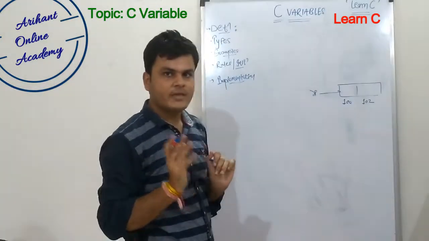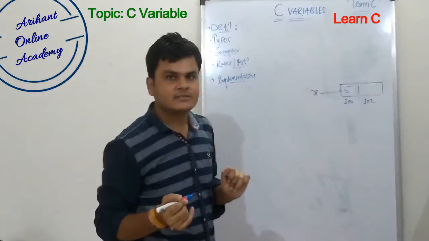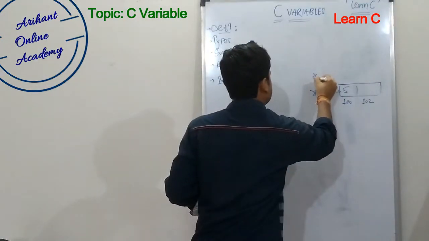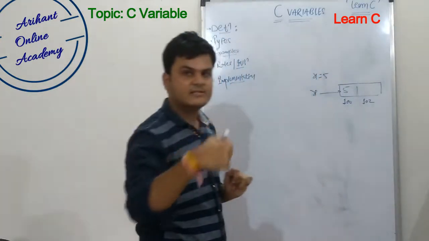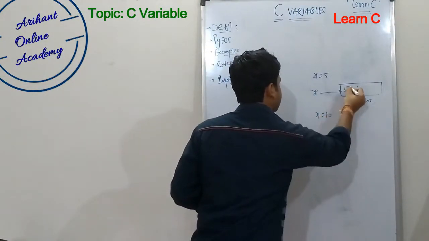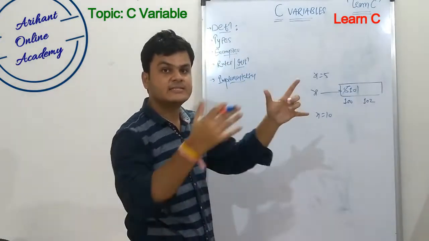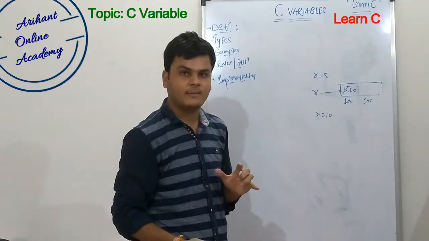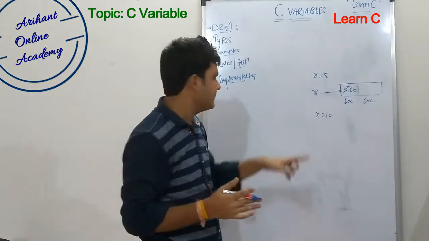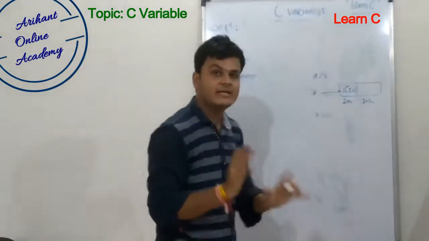Now suppose we are giving it the value 5. Afterwards we need some different value. Here x equals 5, but afterwards, suppose x equals 10, then we will replace this value with 10. So this kind of entity which is changing continuously during execution of the program is called a variable. So x is a variable here.